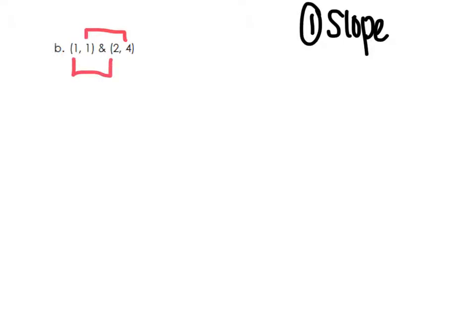I want you to pause the video and try this one. Remember, step 1, find your slope. I would start by connecting my x's and y's. I would do 4 minus 1 over 2 minus 1. That would give me 3 over 1, so I have a slope of 3.